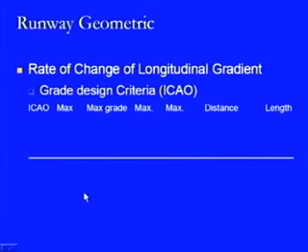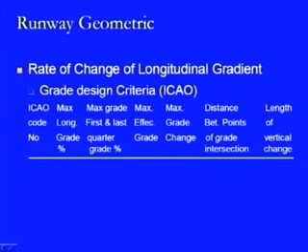Now we look further at the same category, the rate of change of longitudinal gradients, on the specifications given by ICAO in terms of the grade design criteria. This grade design criteria is looked at in terms of ICAO code number, then the maximum longitudinal grade in percent, the maximum grade in the first and last quarter, the maximum effective grade, maximum grade change, the distance between points of grade intersection, and the length of the vertical change. So, these are the various values which have been defined by ICAO.